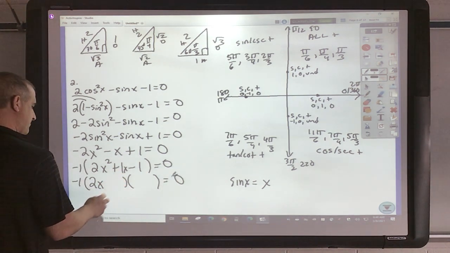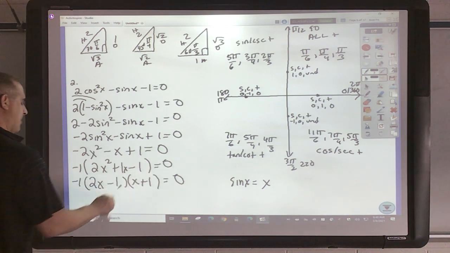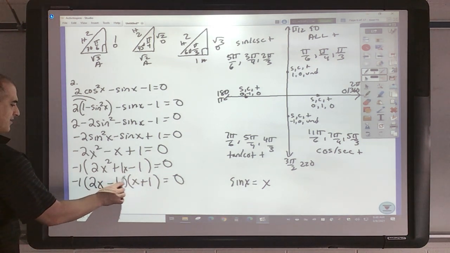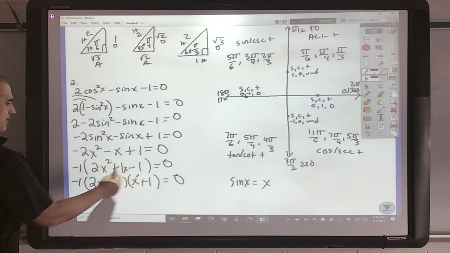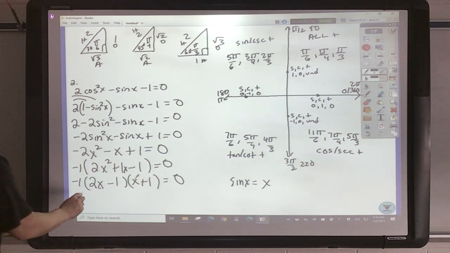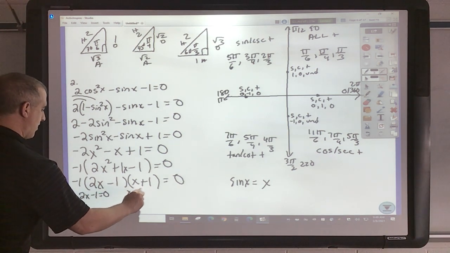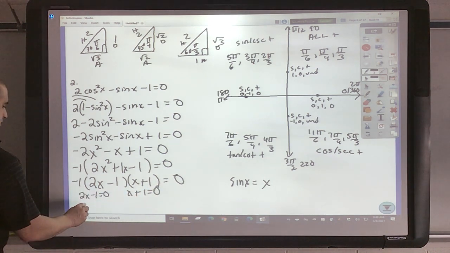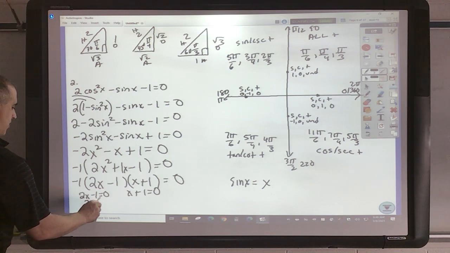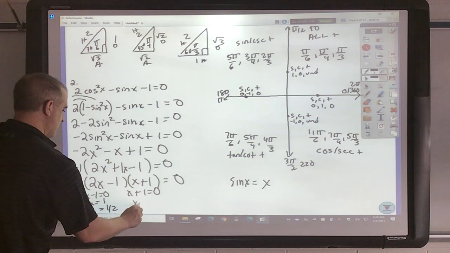Okay, so I got to end up with positive. So I think this is going to be plus 1 and minus 1. Okay, so the guess and check there is that times that would be 1, that times that would be 2. Combine those, that's good. Now I want to set these equal to 0. So I got 2x minus 1 equaling 0, x plus 1 equaling 0. So this would be 2x equals 1, x equals 1/2. This would be x equaling negative 1.